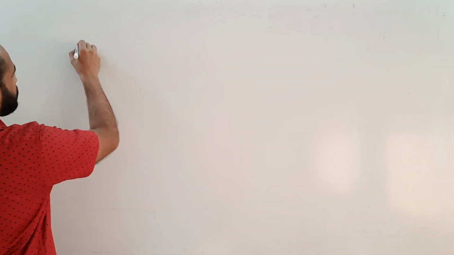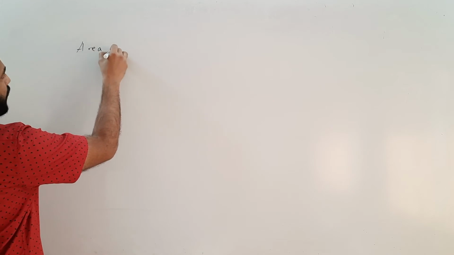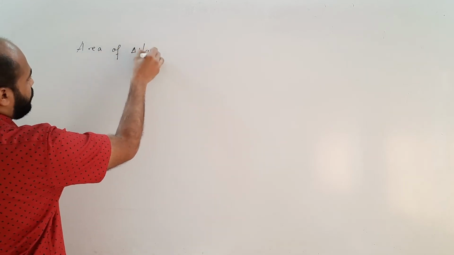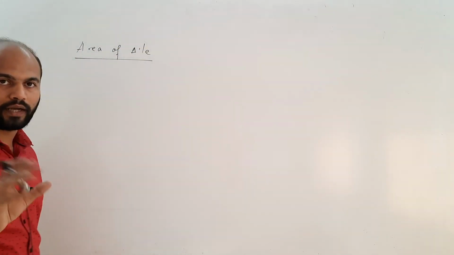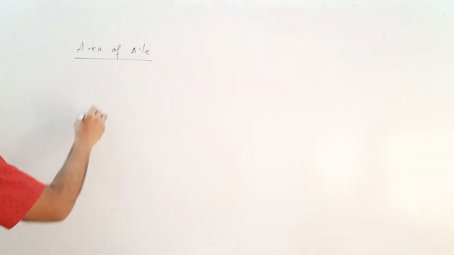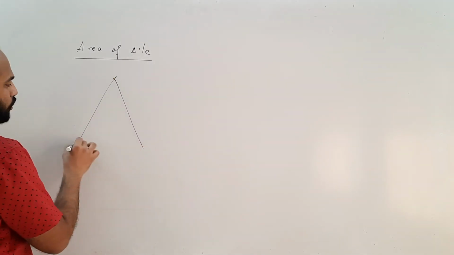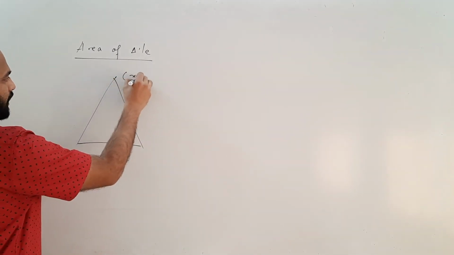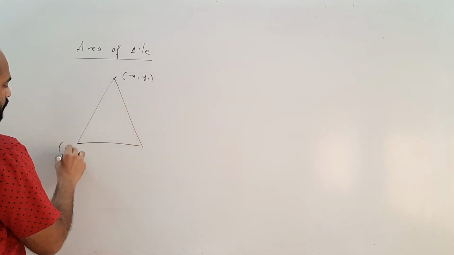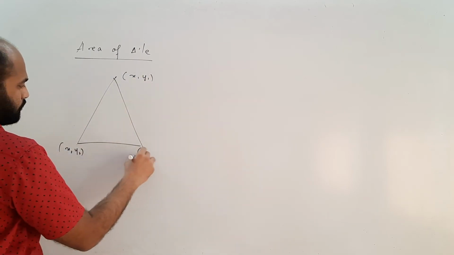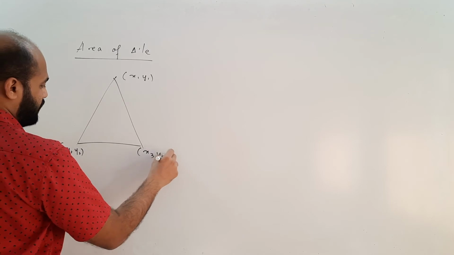The next concept is about area of triangle. How do you find area of triangle if we have the coordinates of that particular triangle? Let us see. Let's say that this is the triangle that we are talking about, and the coordinates are as follows: x1, y1, x2, y2, and x3, y3.